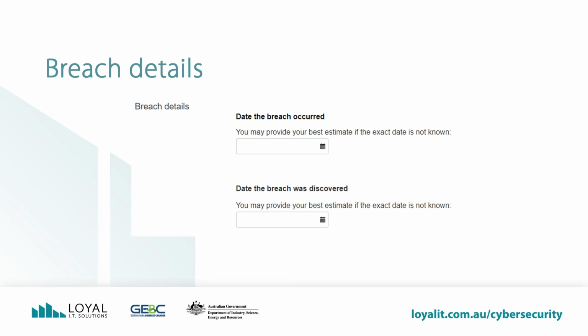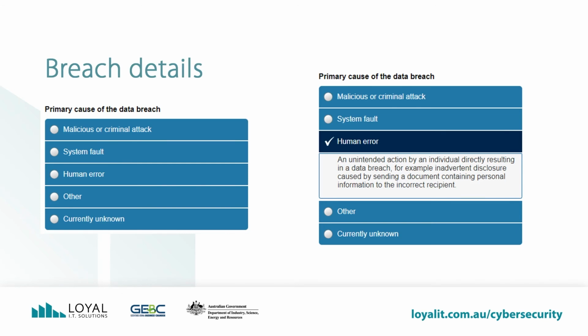This is why there are two different dates in this question, as the initial breach and the breach discovery could be very different dates. Scroll down the page. Further information about how the network was breached is required. Selecting an option will give you more information about it. Select the best option and scroll down.